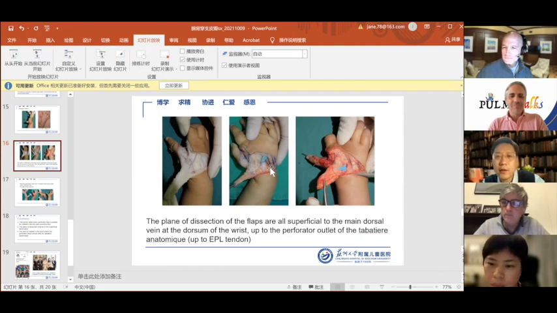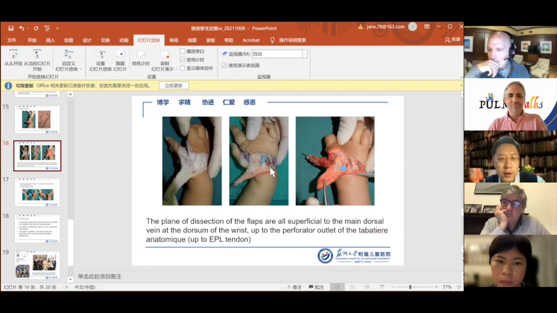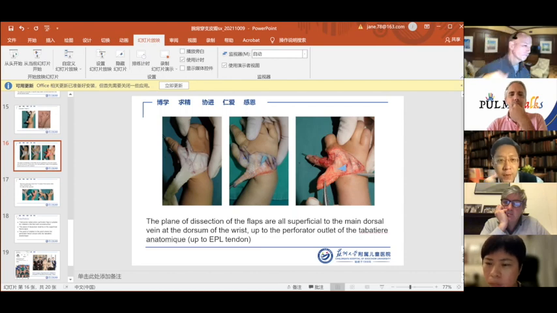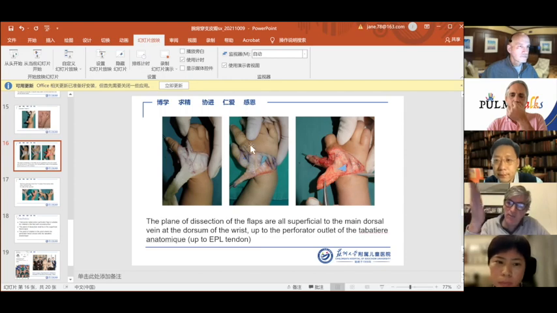So I will try to explain what Dr. Shen said. For the tip of the flap, the most ulnar side of the flap, it is quite superficial to the veins, as you can see here. But gradually toward the pedicle, the plane is a little deeper, so that we have a thicker pedicle area, where she usually finds the location of the perforator. The EPL tendon is the landmark of where you go deeper.